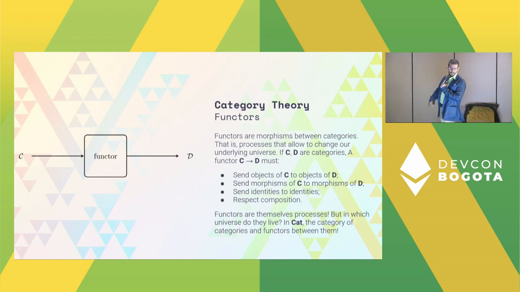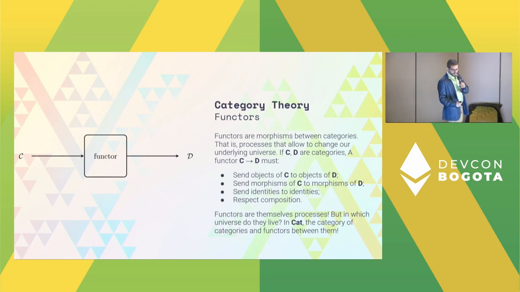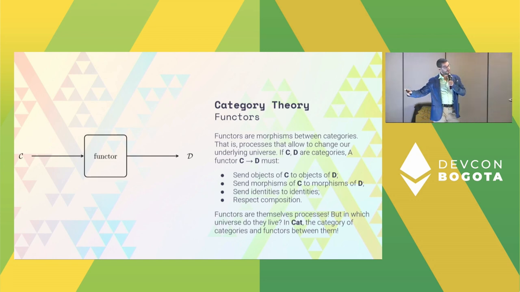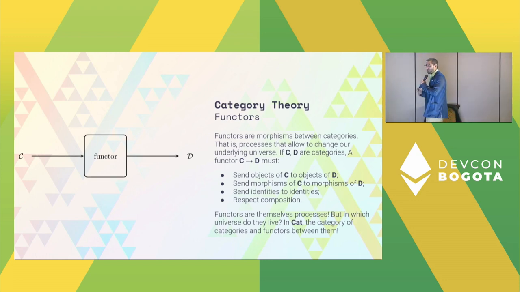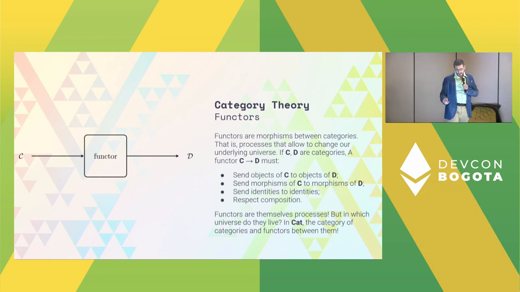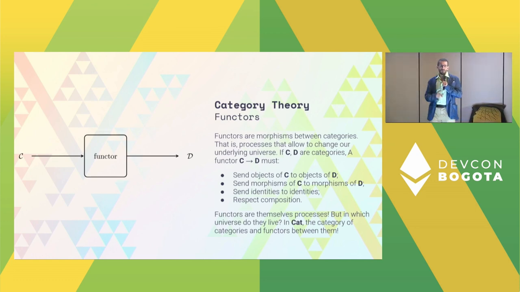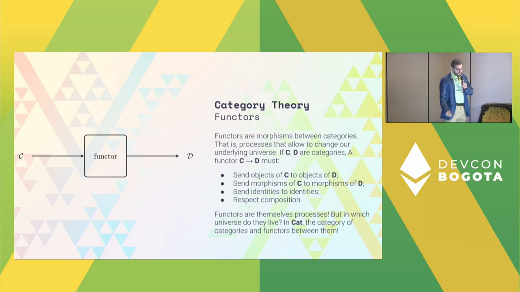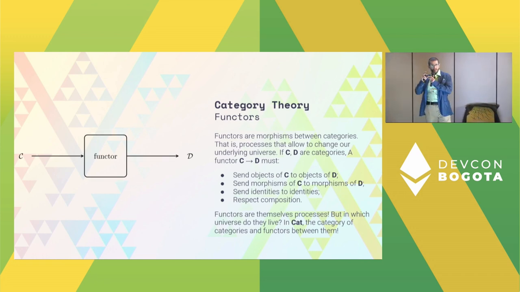So basically what you do to define a functor is you specify a mapping from the objects of the category C to the objects of the category D. So you have to say where systems of C go in D. You do the same for the morphisms. So for each process in C, you have to map it to a process in D. And this is the important thing. These mappings have to map identities into identities and compositions into compositions. So what it means is that if I compose two processes in C and then I use the functor, it is the same as using the functor on the components and then composing them in D.